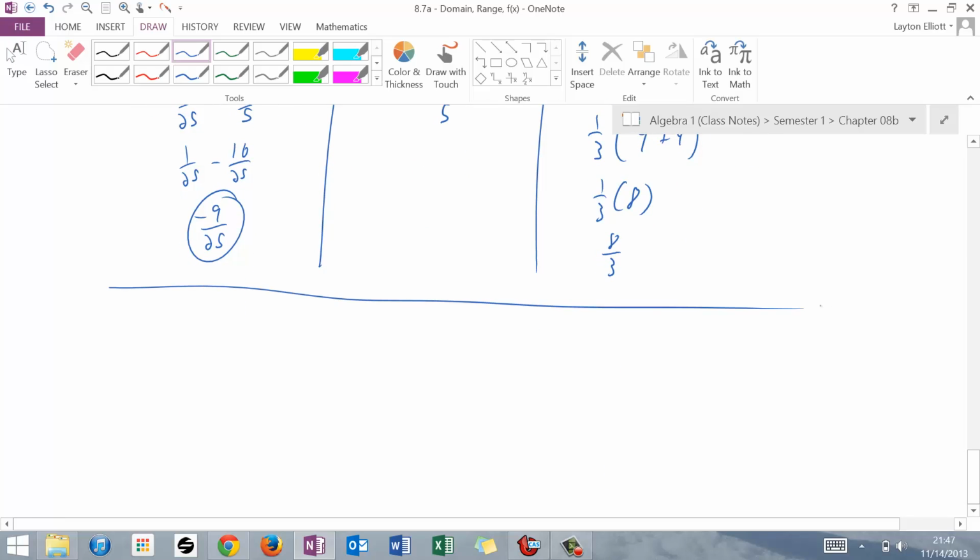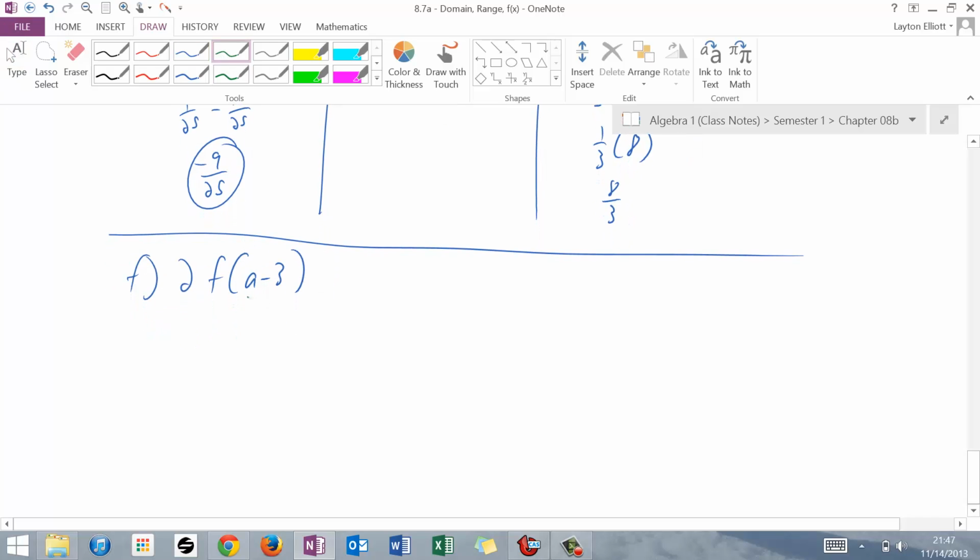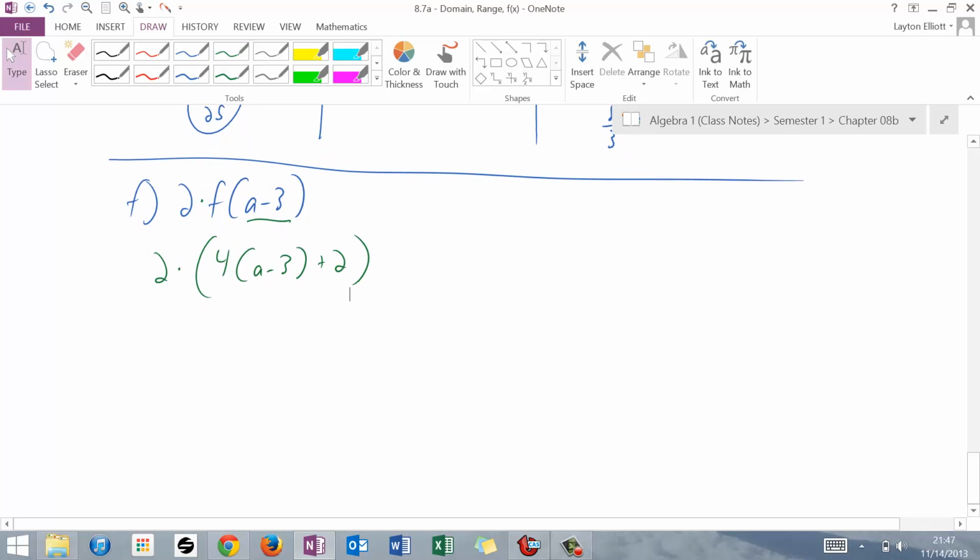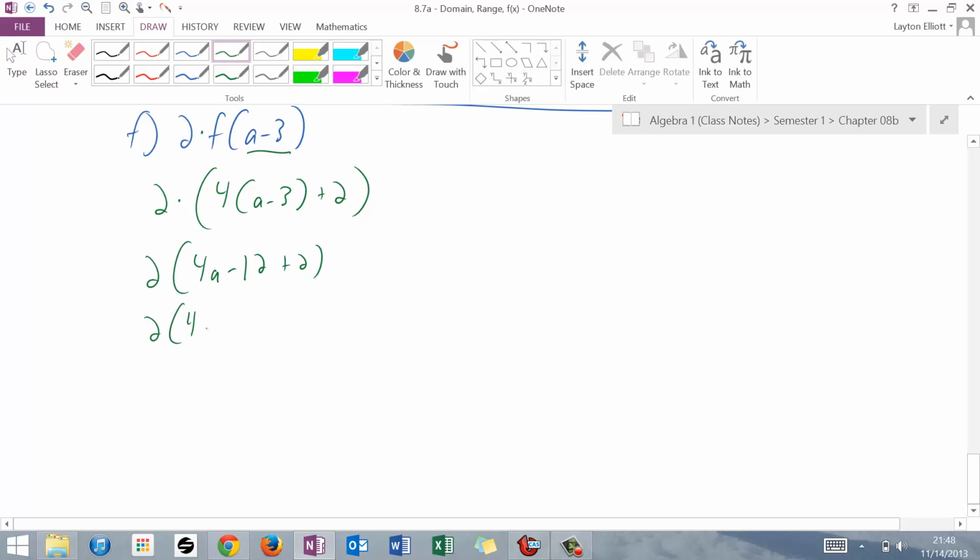Last example of this one, I'm going to do 2f of a minus 3. This is a little different. I've got a minus 3, but I'm still going to do the same thing. I'm going to make this a 2 times, put some parentheses down, and then f of a minus 3 means to do 4 times a minus 3, but then add 2. Well, 4 times a minus 3 is 4a minus 12 plus 2, and then that's 4a minus 10, and now I'm going to distribute the 2 to get 8a minus 20, and that's simplified. I'm just going to circle that right there.